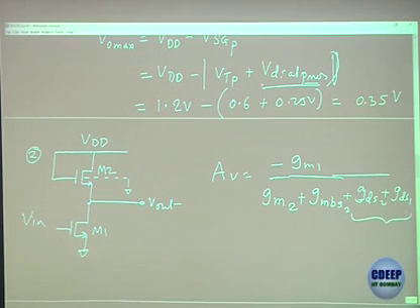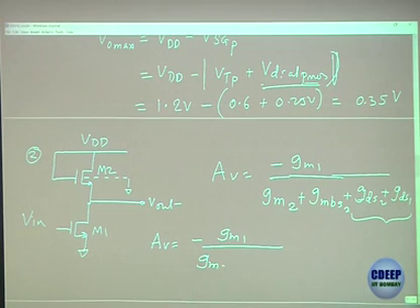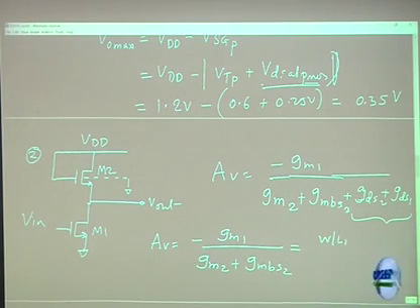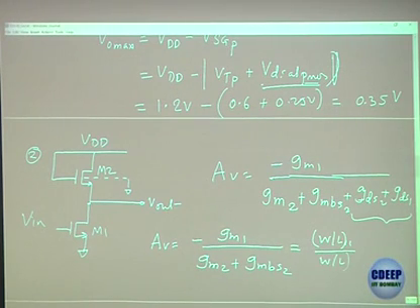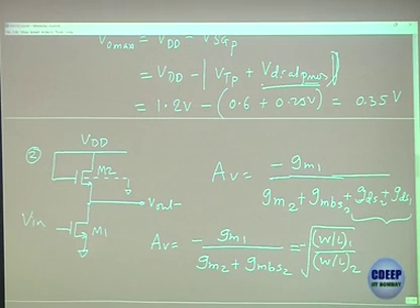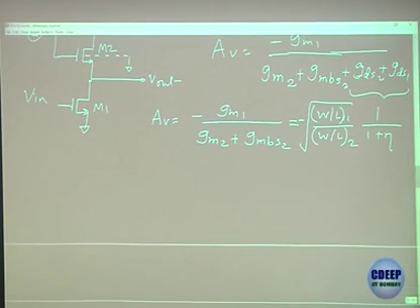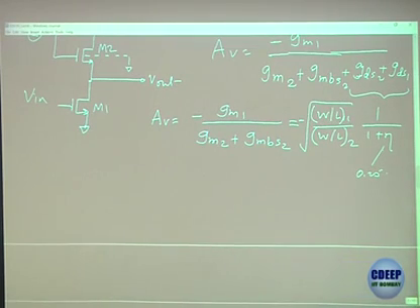Okay. So, now if you ignore this, compared to this, then you will get Av is equal to minus gm1 divided by gm2 plus gmbs2, okay, and you can prove that this is equal to the negative square root of W by L of the top guy divided by W by L of the bottom guy. And then you will also have a term called 1 over 1 plus eta. Okay. So, you can go through this calculation by yourself. So, this is approximately 0.25. Again, here also you will get low gain and low swing.